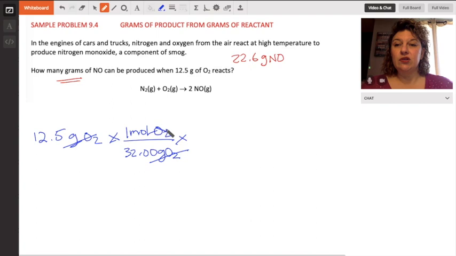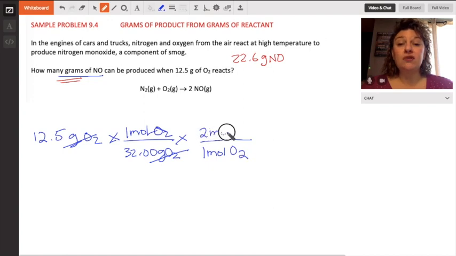Now we have moles of O2, but we're looking for grams of NO. So we know the mole ratio. 1 mole of O2 is equal to 2 moles of NO in this equation only. And where did I get those numbers? I got them from here. There's an invisible 1 right there, and this is a 2 right there. Okay, and so that's where this comes from, and this is where that comes from. Okay, so this is going to cancel out my moles of O2.